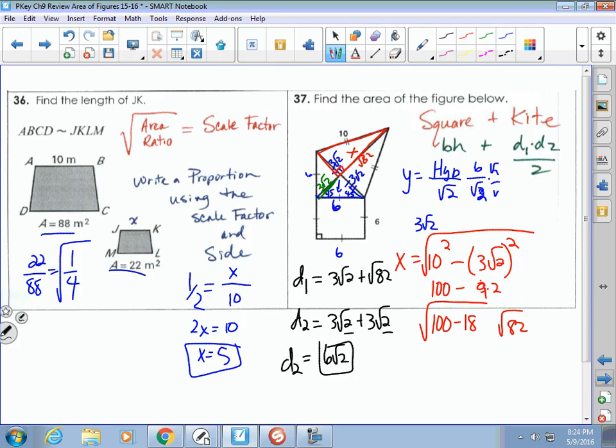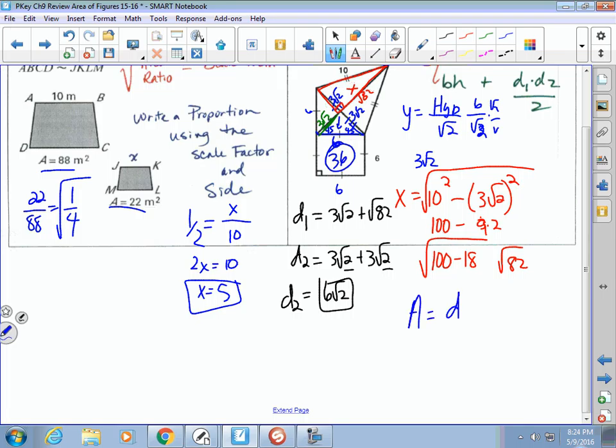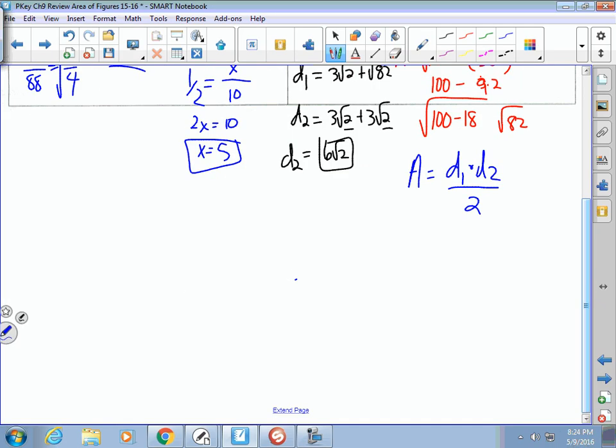Alright, now, everyone understand the square is just 36, 6 squared. What I'm now having to do is add the area of the kite. So I said square plus kite. To get the area of the kite, you're going to need to do this with me, because this is multiple steps. Area of the kite is diagonal 1 times diagonal 2 divided by 2. Now, one of the diagonals is 6 root 2. That's our short diagonal. The other diagonal is the expression 3 root 2 plus the square root of 82.